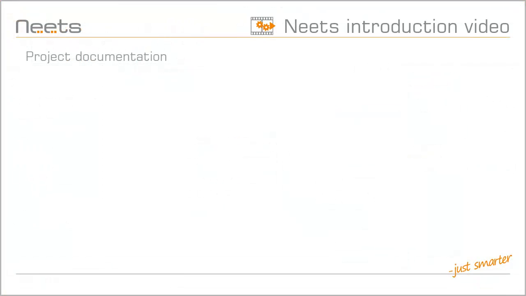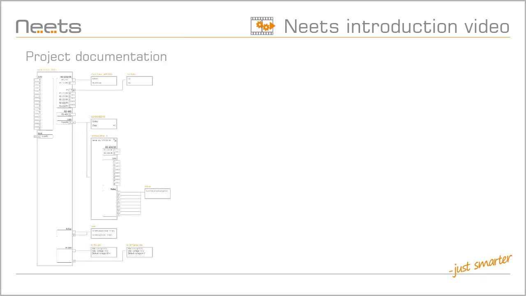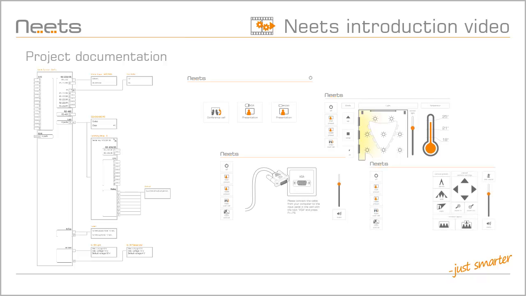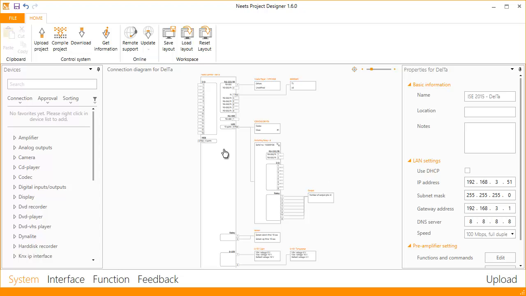Neets Project Designer 1.6 now allows you to export system connection diagram and graphical interfaces to images, so you can use them in your project documentation. Let me show you how. I have opened a large project that I need to document. Project documentation is located in the File menu.